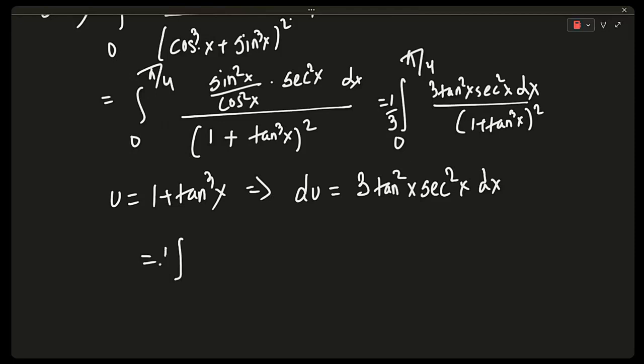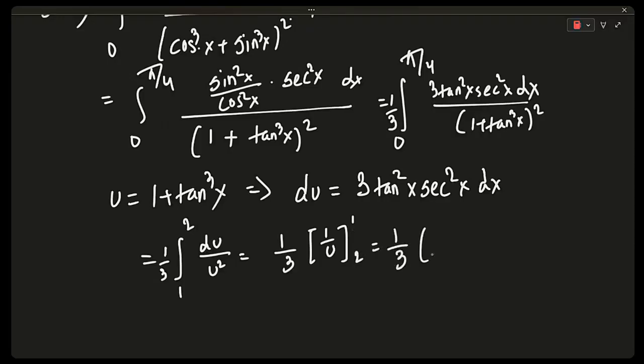Therefore, our integral is nothing. Now, 1 by 3 is outside. The limits are going to be 1 to 2 by putting 0 and pi by 4 respectively. This becomes du and this becomes u square. So therefore, 1 by 3 integration is minus 1 by u, but we can simply write like this. And this would become 1 by 3 into 1 minus 1 by 2, which is 1 by 6. Therefore, we have the correct answer.